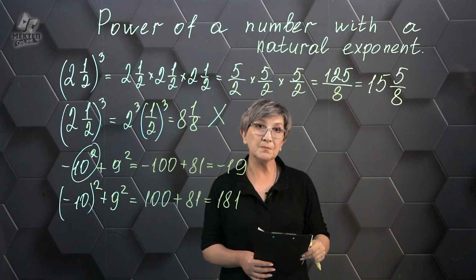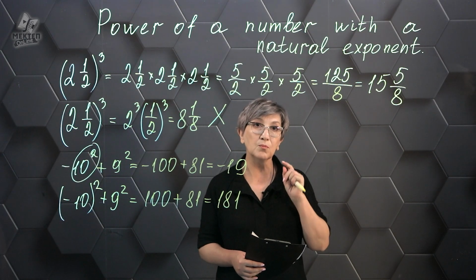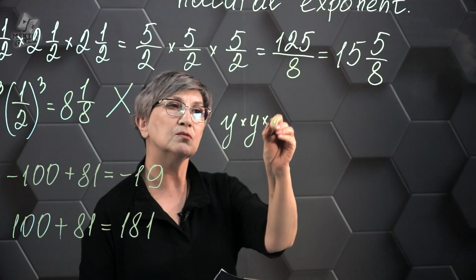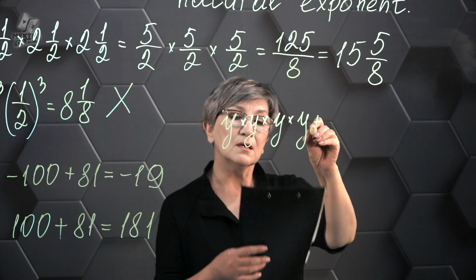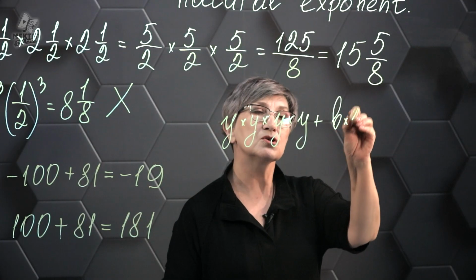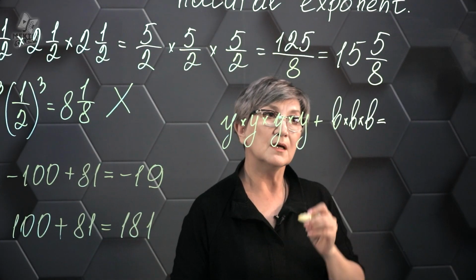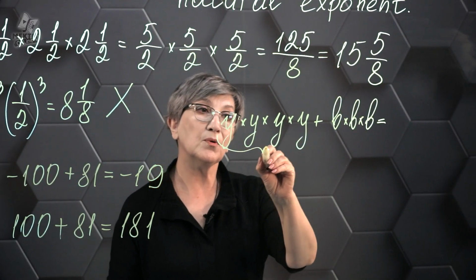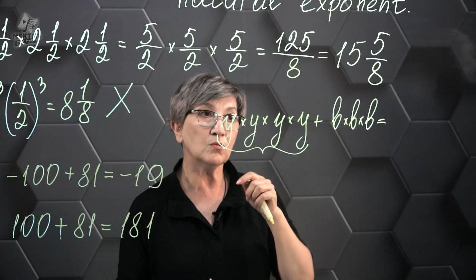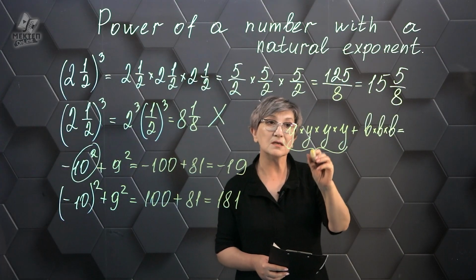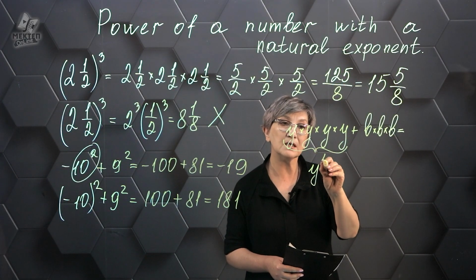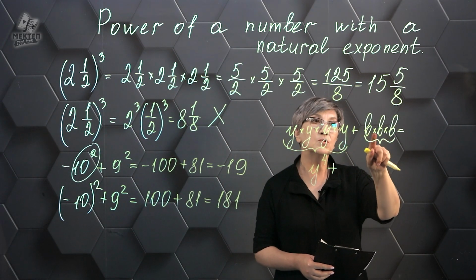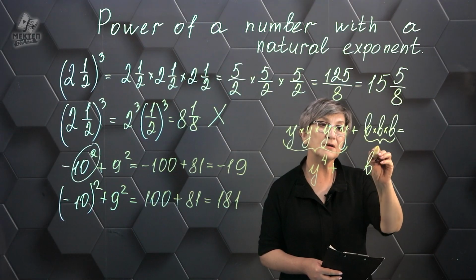And now we're going to solve an example that has letters written in it. It looks like this: y times y times y times y, plus b times b times b. We need to simplify this expression and write down the answer. The thing is, by rule of thumb, if we multiply y by itself 4 times, then I can write this expression as y to the power of 4 plus b times b times b, that's b to the power of 3.